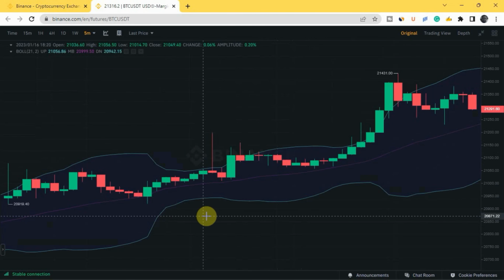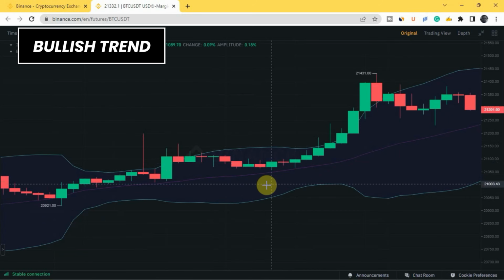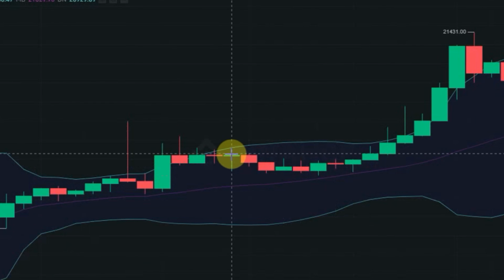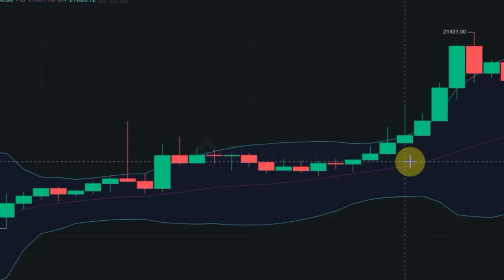Now, how do you use this Bollinger Band? The first thing I need you to take note of is that when you are using the Bollinger Band, when the candlesticks or the price is between the upper band and the moving average line, then it is indicating to you that it is a bullish trend, or an upward trend. So it's showing you that it is an upward trend when the candlesticks are between the upper band and the moving average line. Remember I said this line at the top is called the upper band, and the one in the middle is called the moving average line.